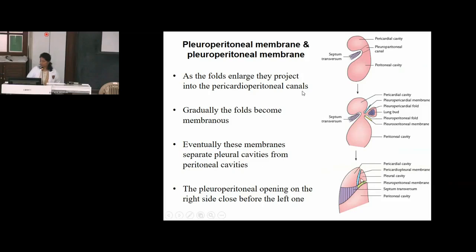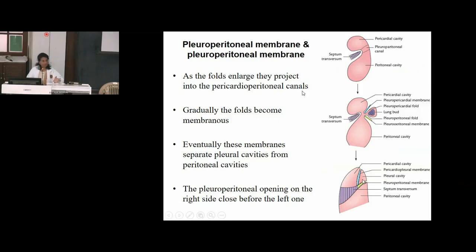Inferiorly here we can see the pleural cavity above, and the inferior peritoneal cavity is separated by this green color shaded area. What is that? Pleuroperitoneal membrane. So this pleuroperitoneal membrane is also forming part of the diaphragm, right? While this upper part, what is this? Pericardio-pleural membrane that is fusing with the septum transversum below, and that is how it is forming the partition between the pericardial and the pleural cavity.